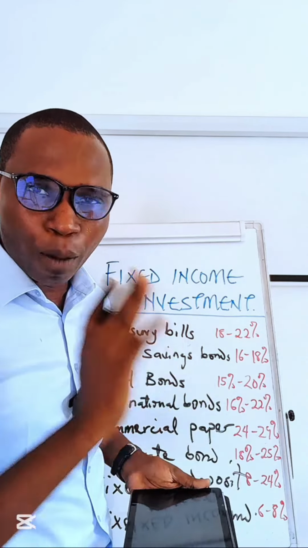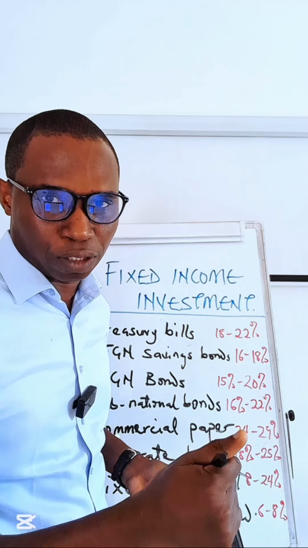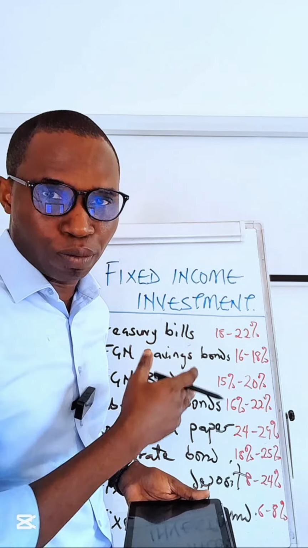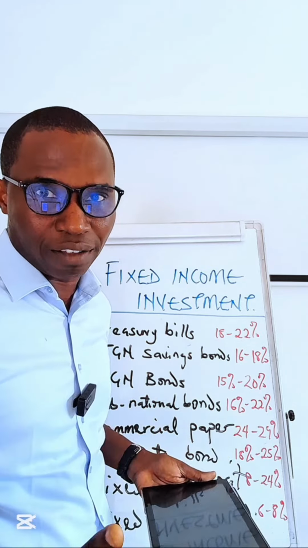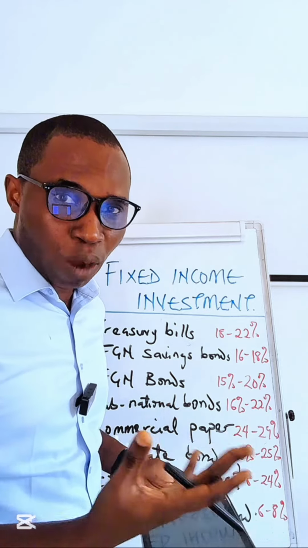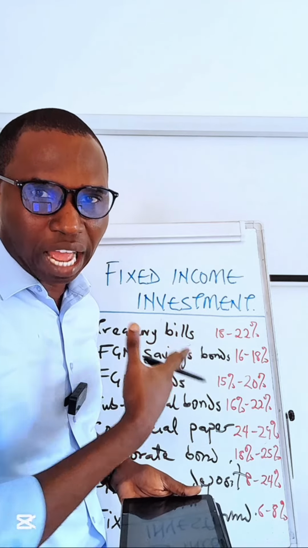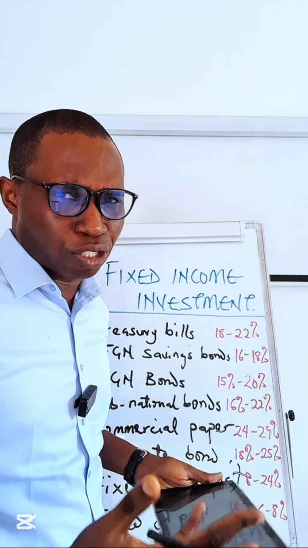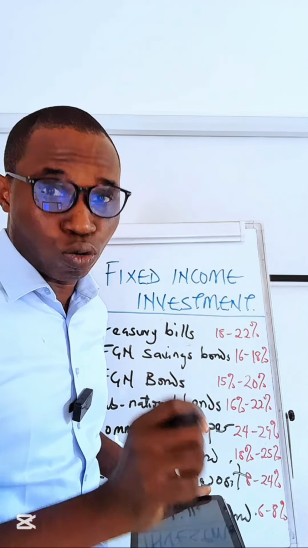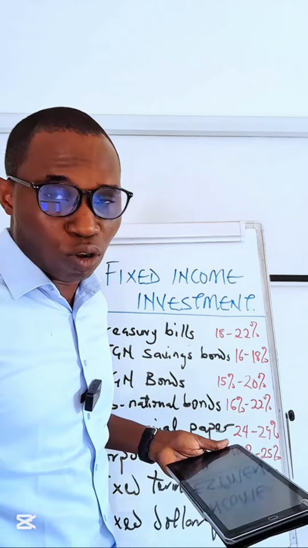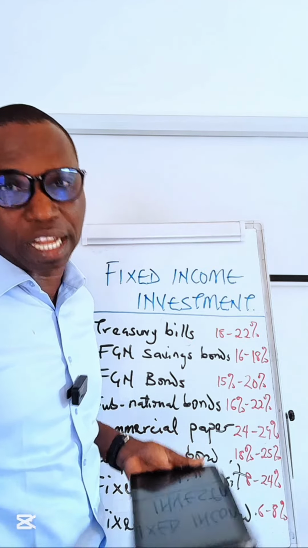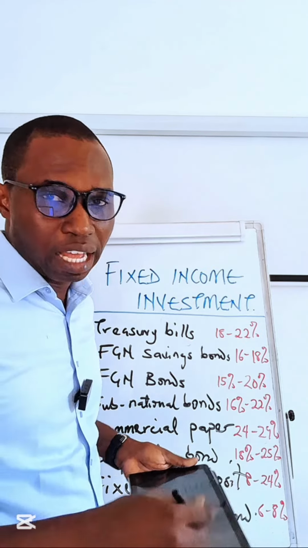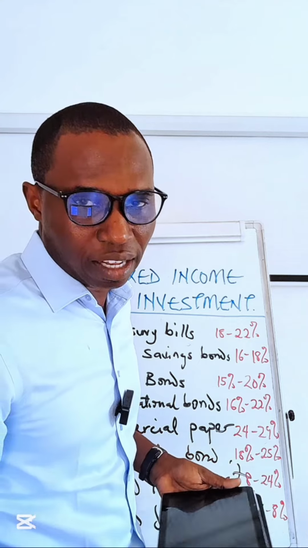That is number one. Number two is capital preservation. When you invest in fixed income instruments, you are rest assured that your capital is safe, because most of the issuers of this kind of instruments are usually the government or solid corporate organizations. So you are rest assured of your capital to a certain extent, unlike going for variable income investment where you're not even certain whether preservation of your capital is guaranteed.